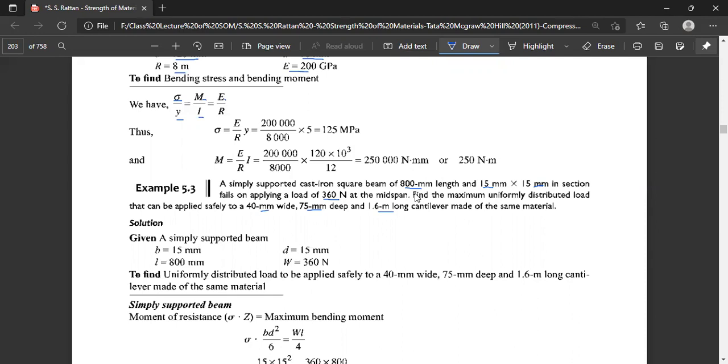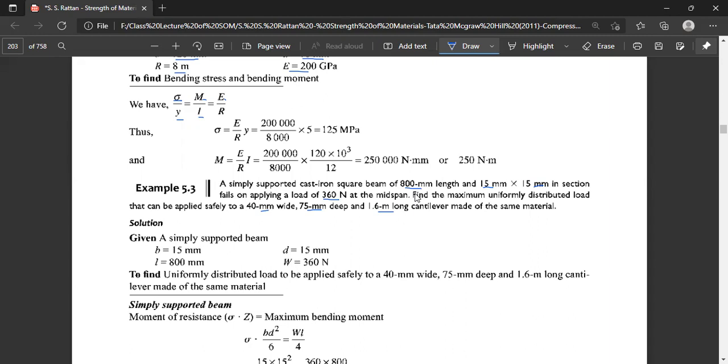So what we have is a cast iron square beam of 800 millimeter total length, with a cross-section of 15 by 15 millimeter. It fails on applying a load of 360 Newton at the midspan. We need the maximum uniformly distributed load that can be applied safely to a 200 millimeter wide, 75 millimeter deep, and 1.6 meter long cantilever made of the same cast iron material.